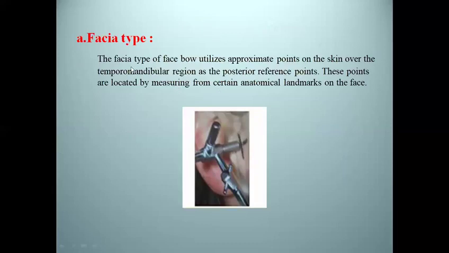Let's discuss the fascia bow first. The fascia type of phase bore utilizes approximate points on the skin over the temporomandibular region as the posterior reference point. As you can see, this is the posterior reference point, and the fascia touches this point. The disadvantage of using fascia is that because the skin over this place is movable, a discrepancy can be seen in the fascia type.